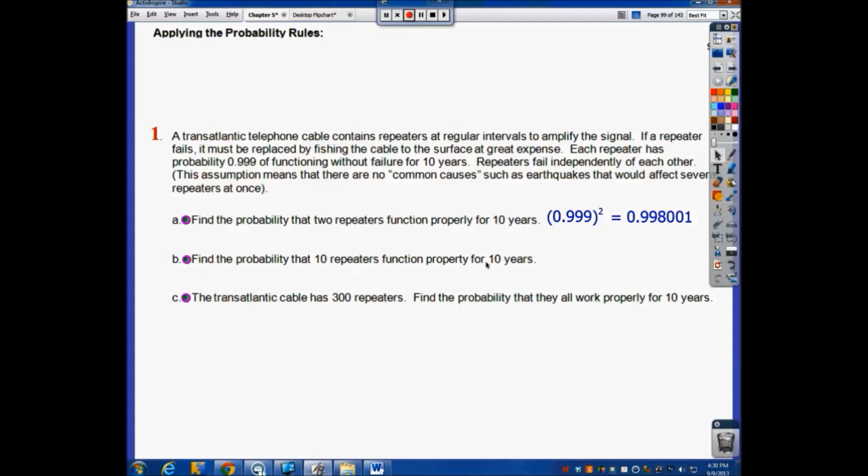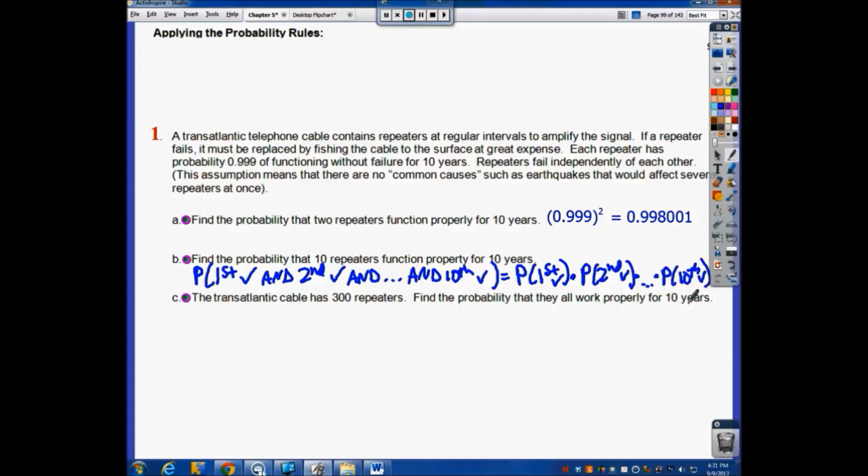Find the probability that 10 repeaters function properly for 10 years. So we have the probability that the first works and a second repeater works and so on and the 10th works. So there's really 10 things going on in here. And we can just set that equal to, again, that the first works times the second works times all the way up to the 10th works. So if you think about it, we're really taking 0.999 and we're multiplying it by itself 10 times. So we could just say that that's 0.999 to the 10th power.